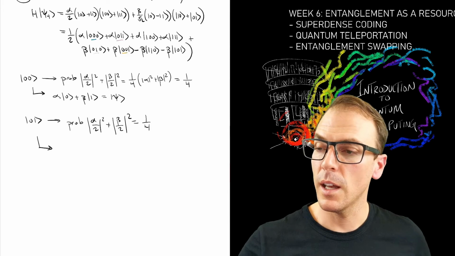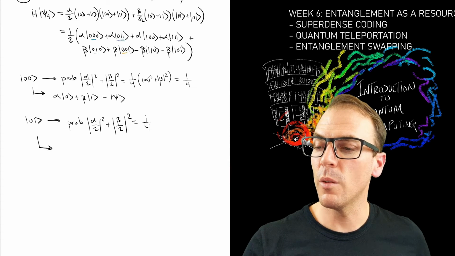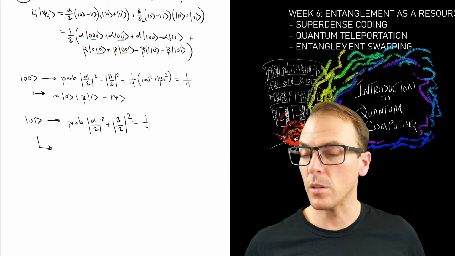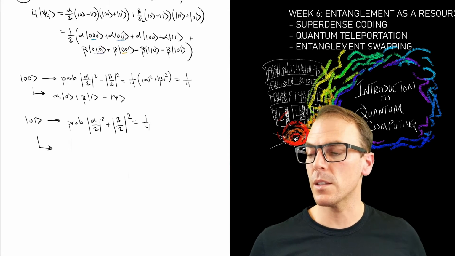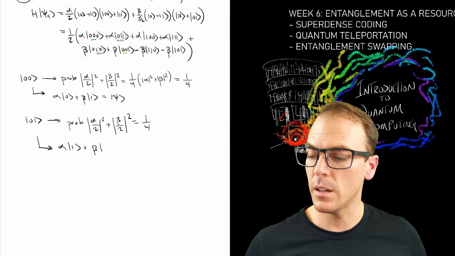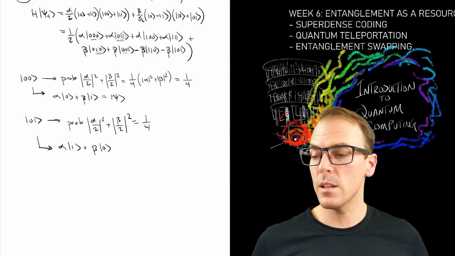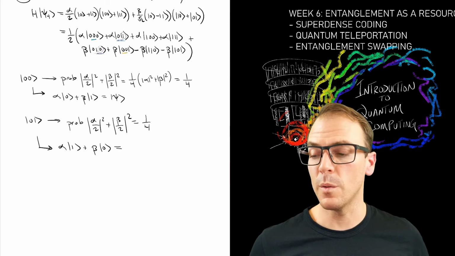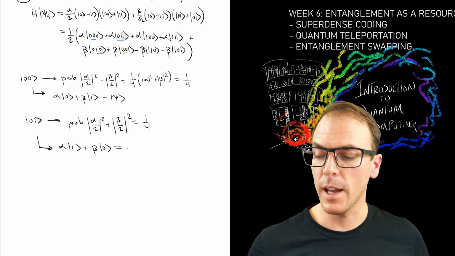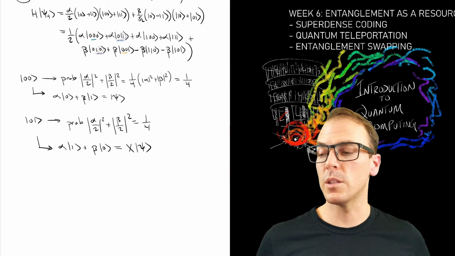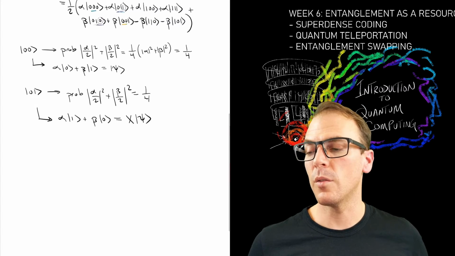Oh, sorry. Let's double check this. Alpha 1, beta 0. That's the third bit in these cats. So alpha 1 plus beta 0. Because that's not quite psi. However, you can see that the bits have just been flipped. So this is equal to X acting on psi. If I act X on psi, then I'll flip the 0 to 1 and the 1 to 0, and I'll get alpha 1 plus beta 0.